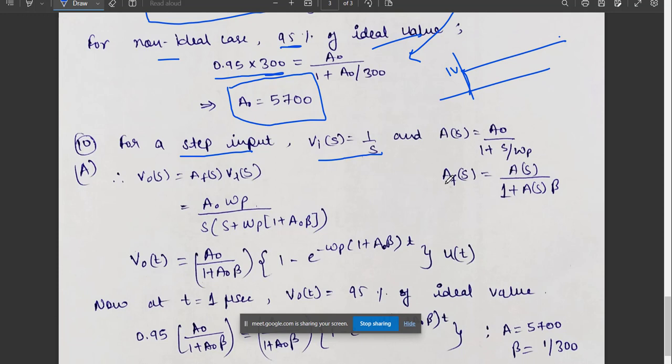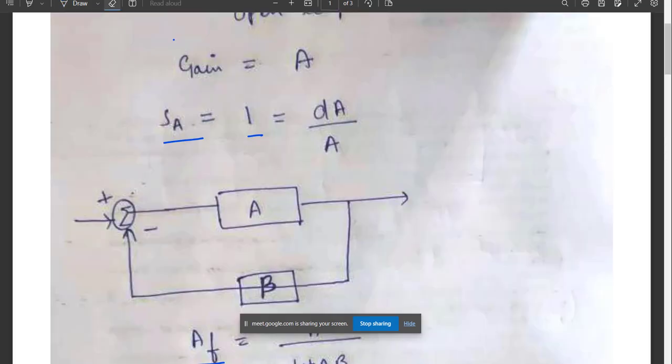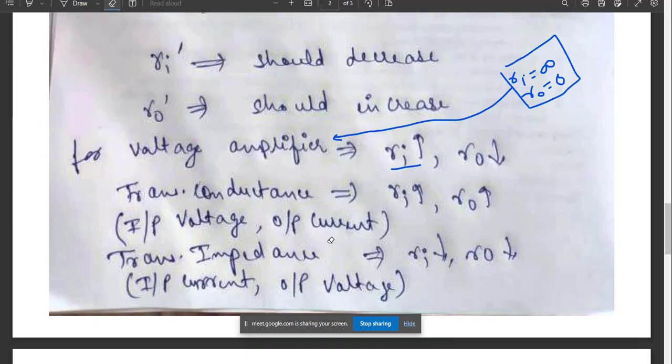Now we know that V0 of S by Vi of S is A F of S. So V0 of S is A F of S into Vi of S. We already know the value of Vi of S, so we'll put it here. For A of S, we know it is given in the question itself. Let's go and see.